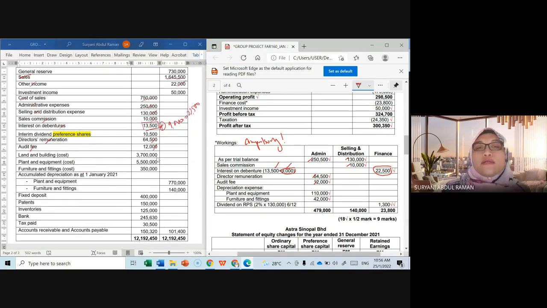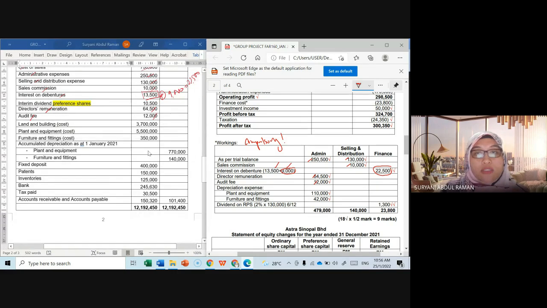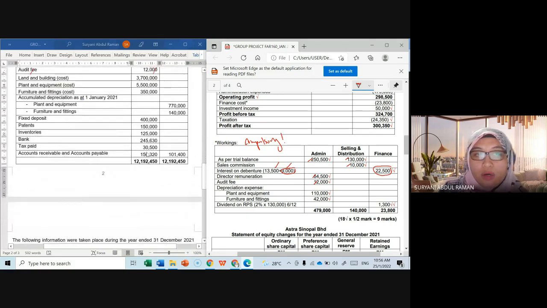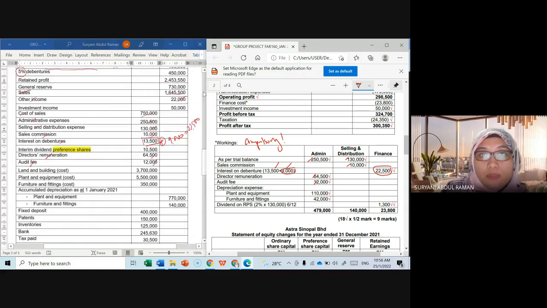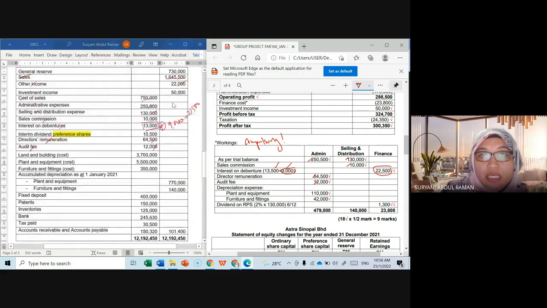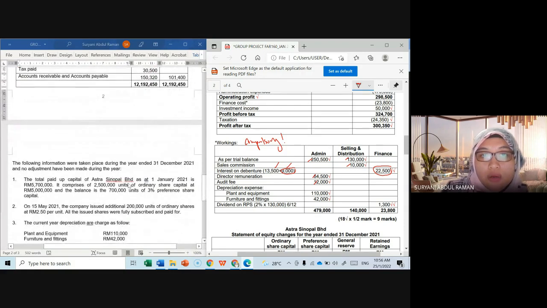Okay, on the trial balance, we have to look up for any hidden cost. Go back to the additional information. Look one by one. Number one is about the breakdown of the total paid up capital. The total paid up capital 5,700,000 is actually consists of ordinary share 5 million and the balance is preference share.